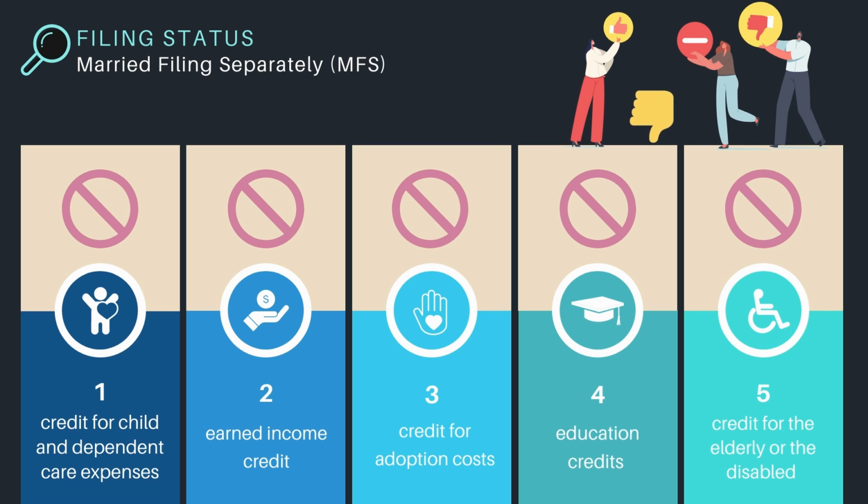4. Cannot take the education credits or the deduction for student loan interest, and no exclusion on interest income from U.S. savings bonds when used for education expenses. 5. Cannot claim the credit for the elderly or the disabled if the taxpayer lived with a spouse at any time during the tax year.